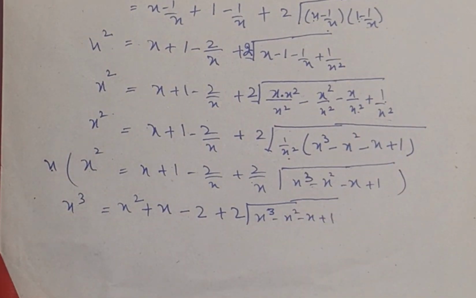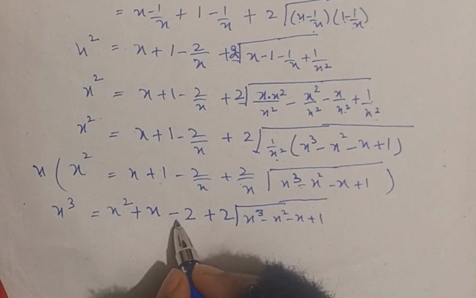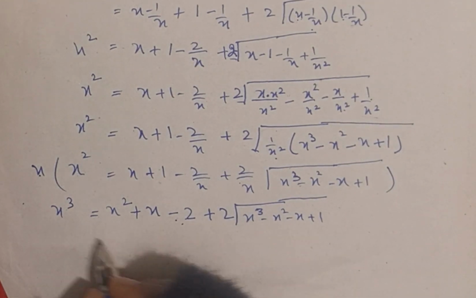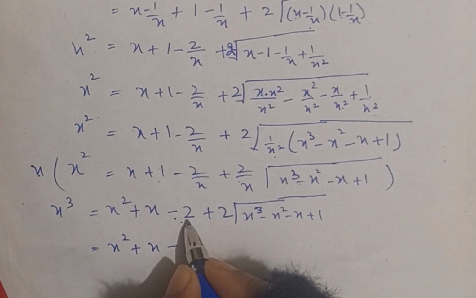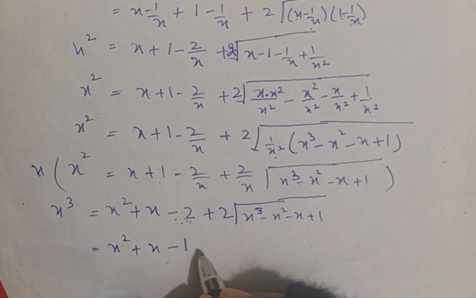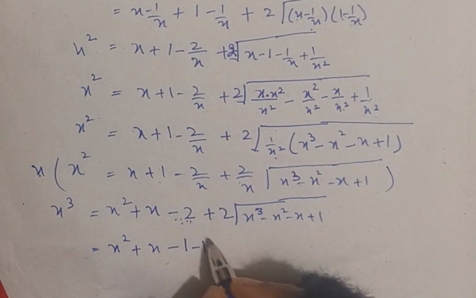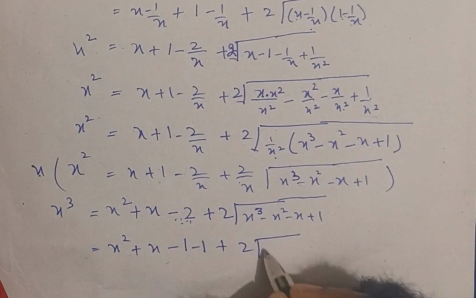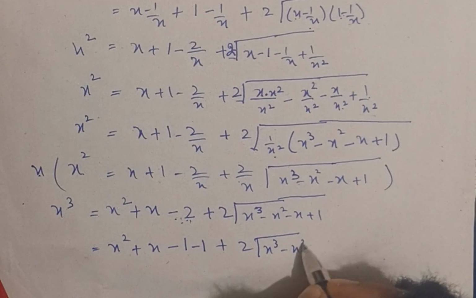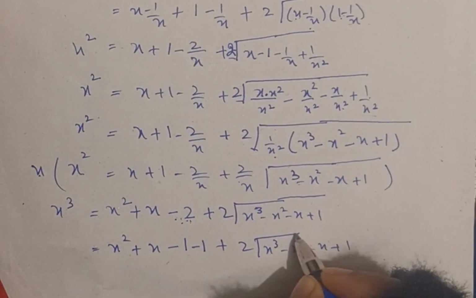Now in the next step we write minus 2 as minus 1, minus 1, which is also equal to minus 2. So this will become ax² plus x minus, this will become minus 1 and minus 1, which is also equal to minus 2 plus 2 times x³ minus x² minus x plus 1.